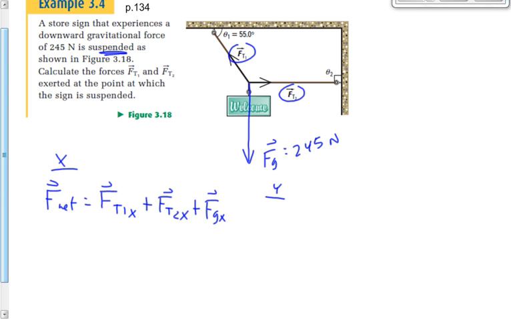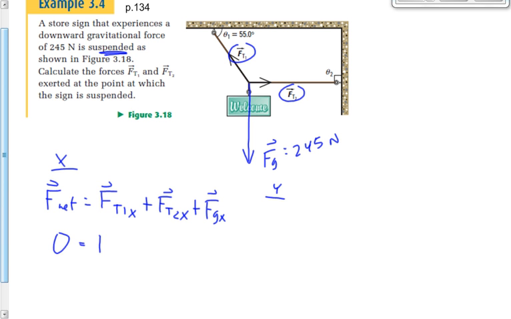I told you the answer to the next question already a few minutes ago. What's the value of F net? If it's suspended, F net must be 0. The forces have to balance. So let's plug that in as 0. We could say m times a. That's fine, but a is 0. If it's not moving, the acceleration is 0.